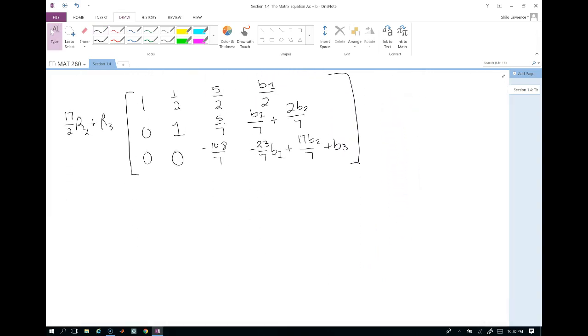Well, this one's starting to get a little crazy, but that's okay, because when we look at applications in real life, they're never going to be simple, and they're never going to work out beautifully. So we now need a pivot position here in row 3. So we need to multiply row 3 by negative 7 over 108.